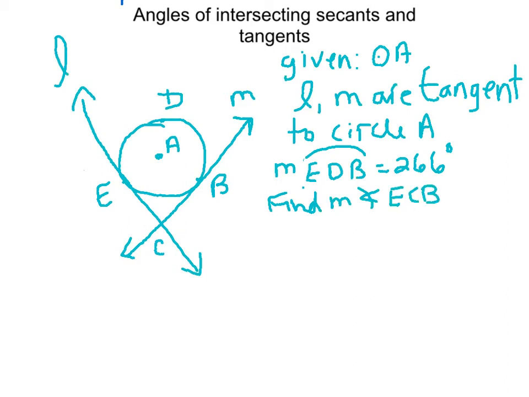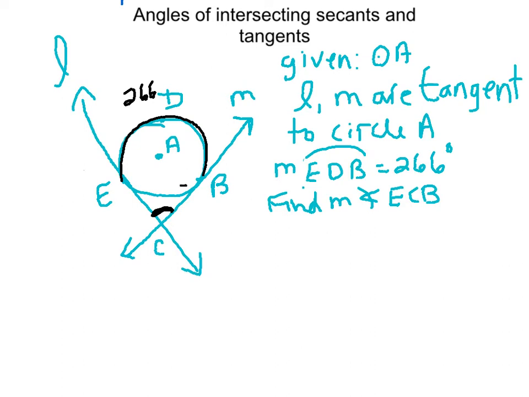Alright, so I'm going to switch some colors. How about black? That'll show up pretty good. Okay, so we're looking for ECB, so we're looking for this angle here. And they told us that EDB, this big arc here, is 266. So this again is a tangent-tangent angle.